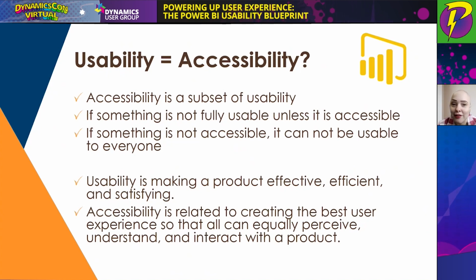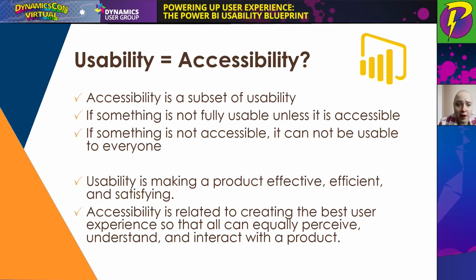I have my master's degree from Ball State University in user experience design, which is why I'm very passionate about this. Usability and accessibility tend to get used concurrently, interchangeably, and it's important to know that accessibility is really a subset of usability, and something is not going to be fully usable unless it is accessible. And on the same side of that coin, if something is not accessible, it cannot be usable for everyone. So keeping those two things in mind and knowing how they interact with each other is really important.